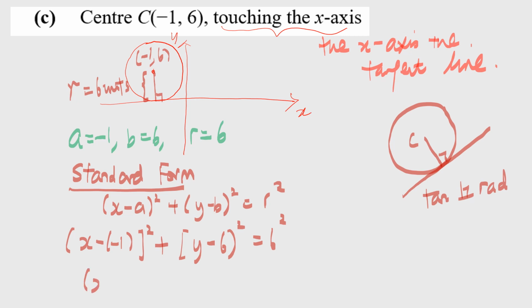Let's simplify it. Okay, you have to simplify 6 squared as 36. You don't leave it at 6 squared. So this will be your standard form. Pretty easy.